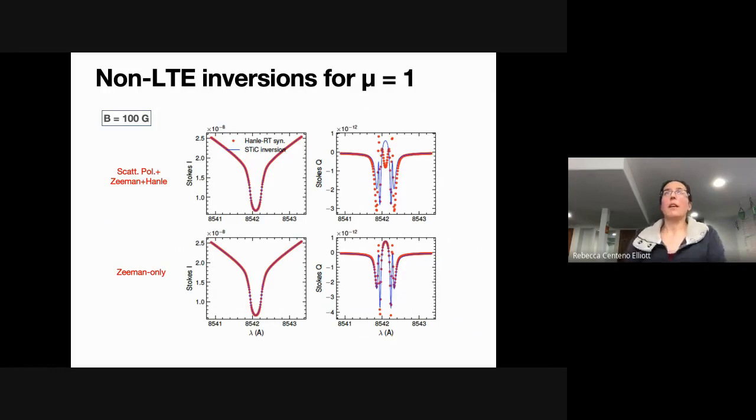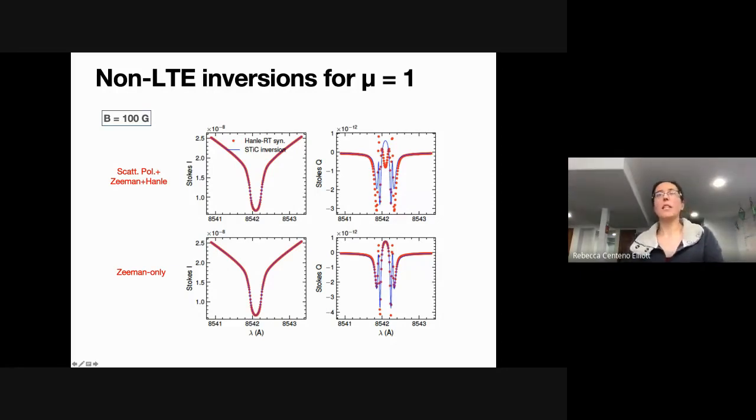At the top, you have the case of the full calculation, Stokes I and Stokes Q as a function of wavelength. And at the bottom, you have the Zeeman-only case. Now, if we start looking at the Zeeman-only case at the bottom, you can see that the STIC inversion code is able to fit very well both the intensity and the polarization of the line. And you can see the blue line fits really well over the red dots that represent the Hanle synthesis.